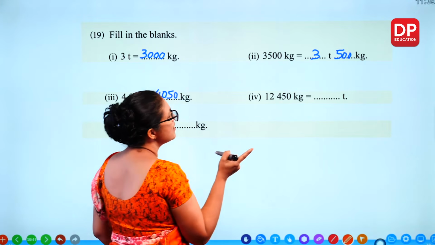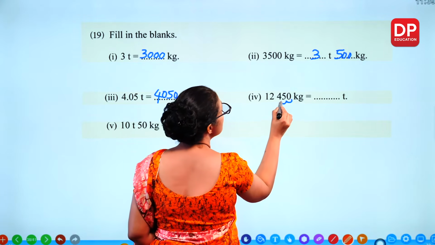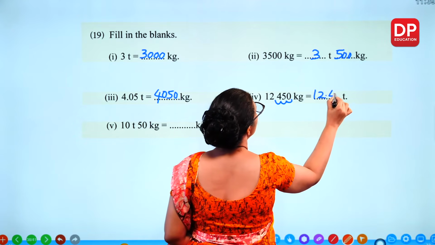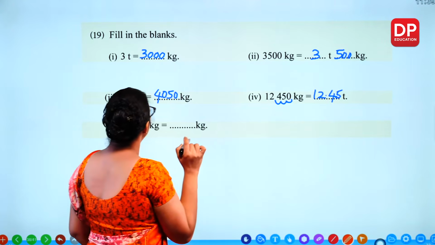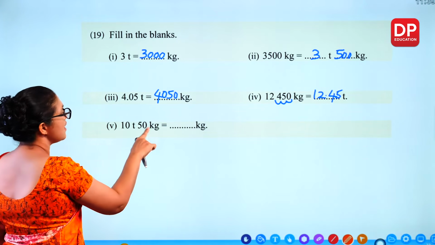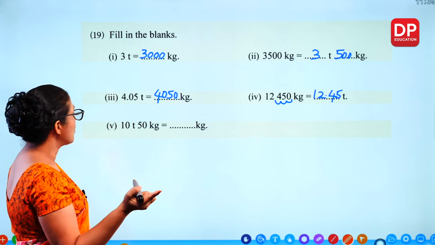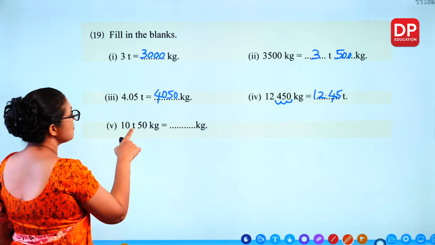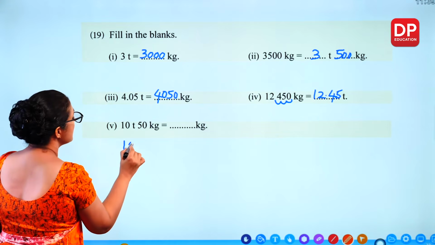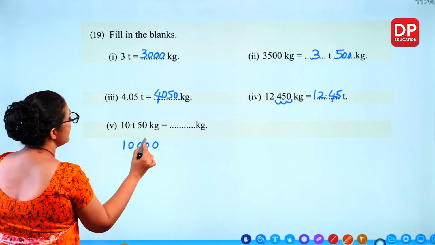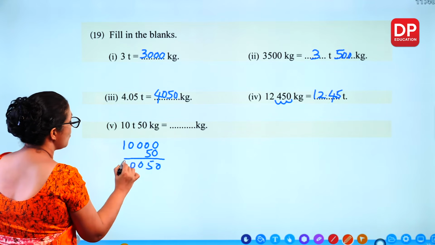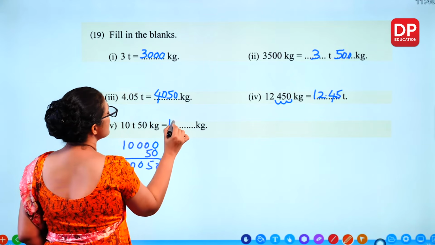Kilograms to tons, divide by 1000, that means 3 places to the left, so 12.45. Here kilograms, here tons and kilograms, all in kilograms. 10 tons means multiply by 1000, you get 10,000. And here 50, altogether you get 10,050 kilos.